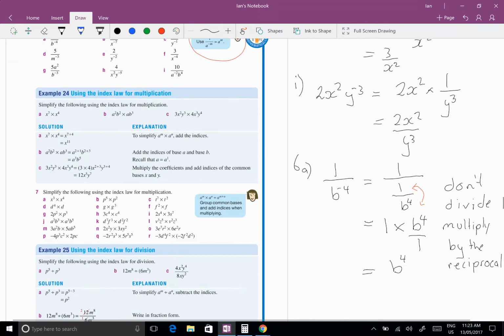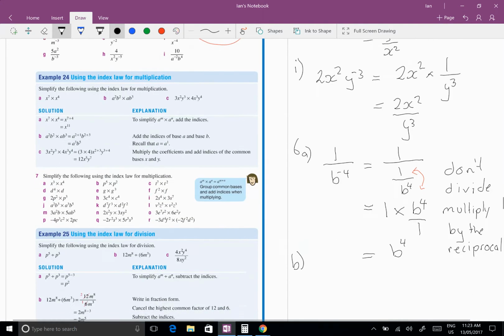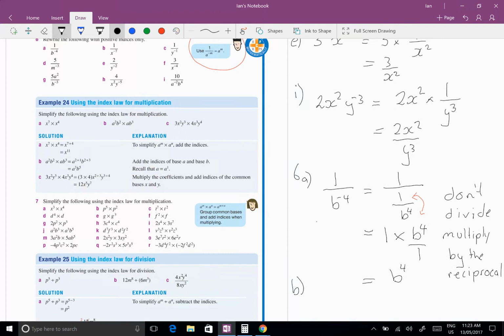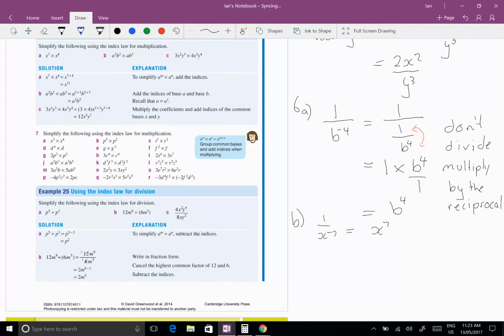So again, let's now have a go at D. Well, no, I might do B first because it's exactly the same, except with different letters. I've got 1 over x to the minus 7. And because you don't need to do that every time, you just say, oh, well, that brings that positive. We make it a positive index and bring it to the top. Well, that's pretty easy.